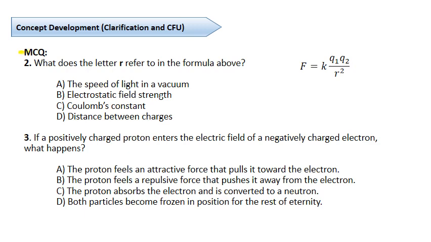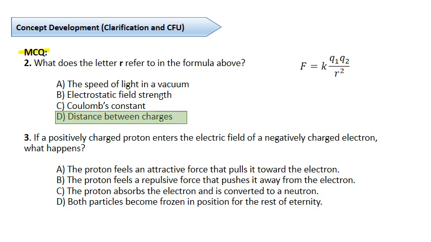A couple more multiple choice questions for us. What does the letter R refer to in the following formula? Is it either A, the speed of light in a vacuum, B, electrostatic field, C, Coulomb's constant, D, distance between charges? I'm going to let you pause and have a go. Okay, it is the distance between charges. R is, of course, our distance between the charges. Really important that we're always in meters.